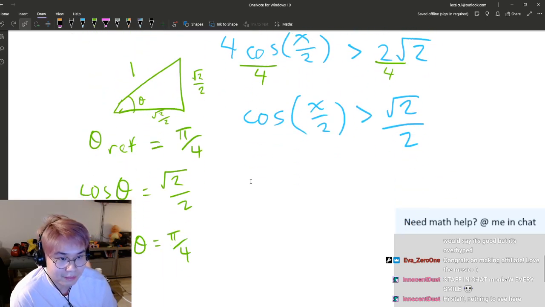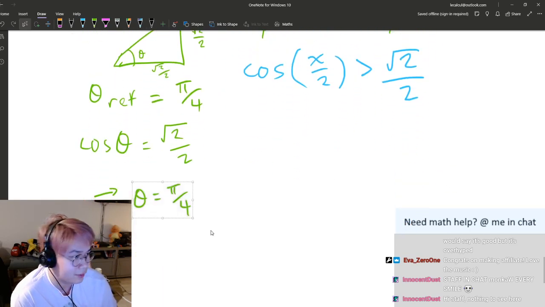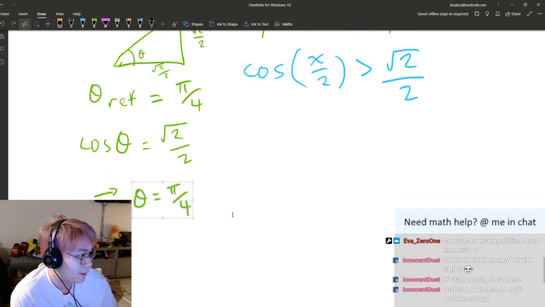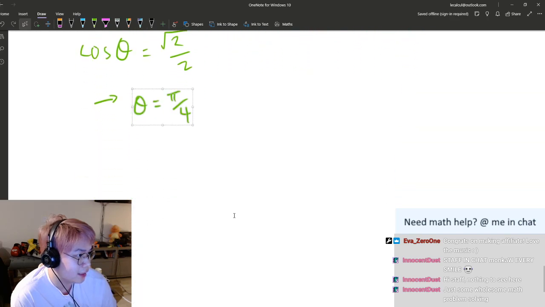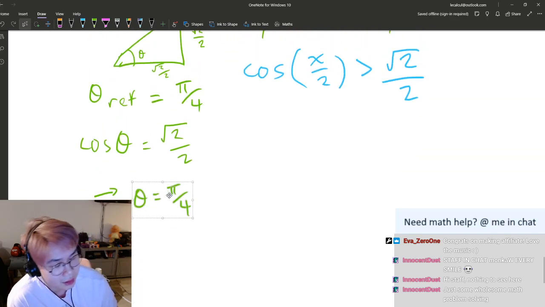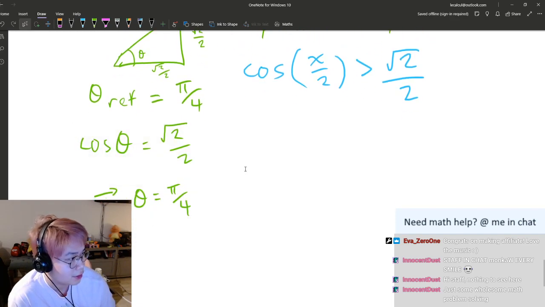Anyways, so I found out the reference angle, right? And then you need to realize that there are two solutions to where cosine is going to be root 2 over 2.